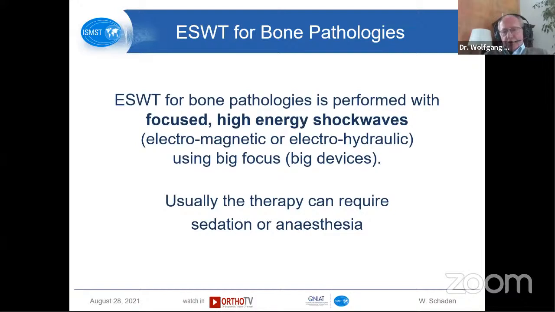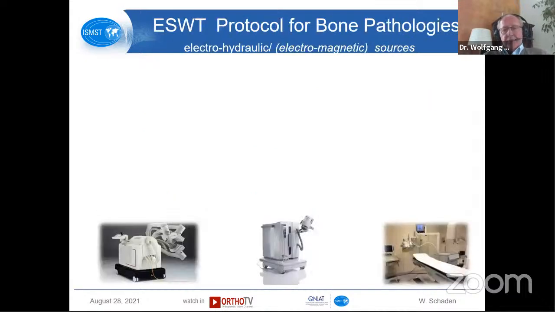So just for those who are interested in using Shockwaves themselves for their patients, we recommend as National Society and also as International Society and as ONLAD to use high energy Shockwave devices, focus devices, no radial pressure wave. And we have only evidence for electromagnetic and electrohydraulic sources. And the big devices unfortunately usually require sedation or anesthesia because the treatment may be painful.